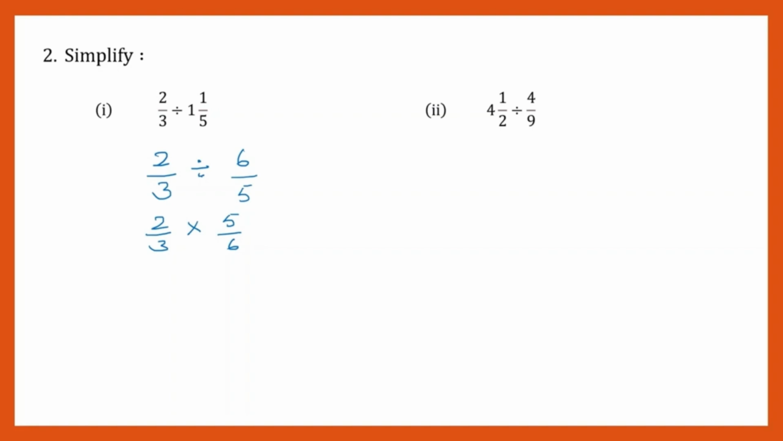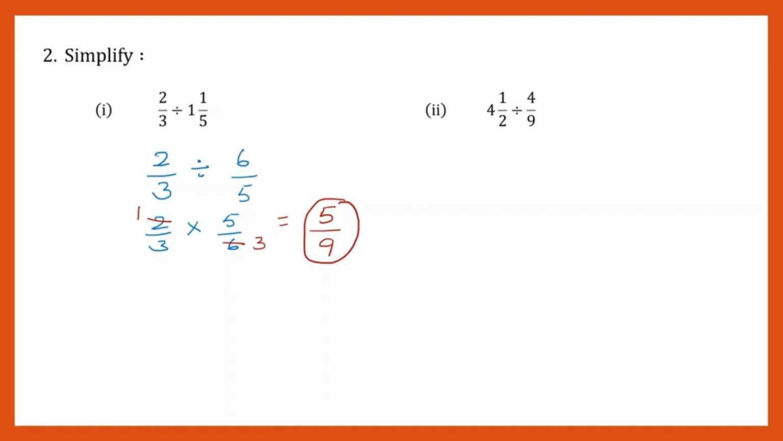So look and see if you can cancel something. I can cancel 2 and 6. 2 ones are 2, 2 threes are 6. Now if I multiply my numerators, 1 fives are 5, and if I multiply my denominators, 3 threes are 9. This is what I get. 5 by 9, which is my final answer. Second one, we have a mixed number here.